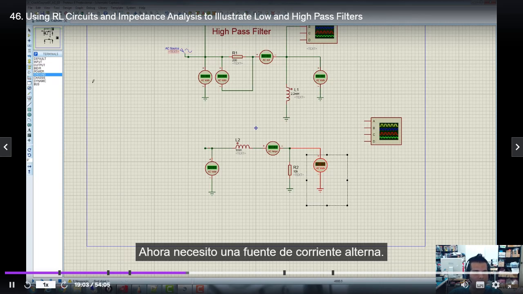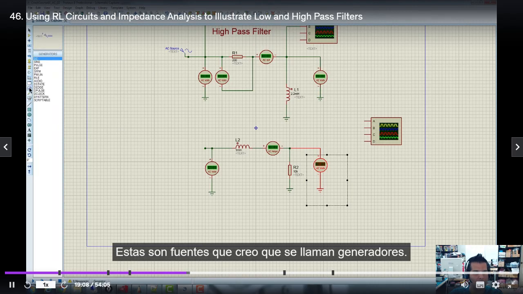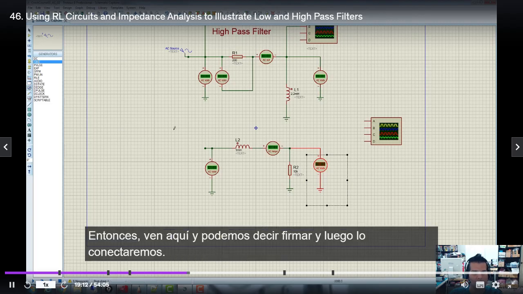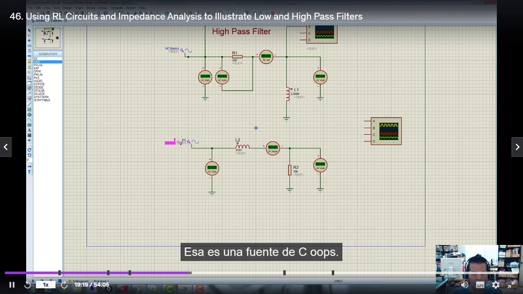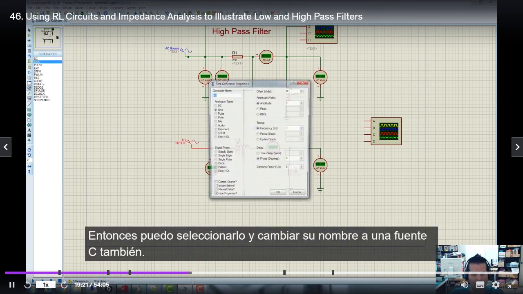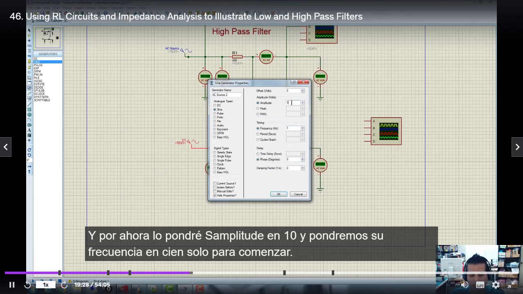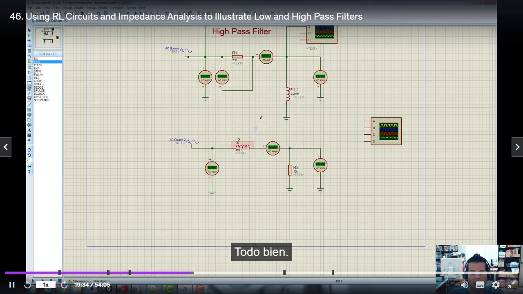Now I need an AC source. So again, if you look through here, those are graphs. These are sources, I believe, generators they're called. And so we want sine, and so we can come here and we can say sine, and then we'll connect it, and that's AC source. Oops. So I can select it and change its name to AC source 2. All right. And for now, we'll put its amplitude at 10, and we'll put its frequency at 100 just to start off. All right. And now let's back off.